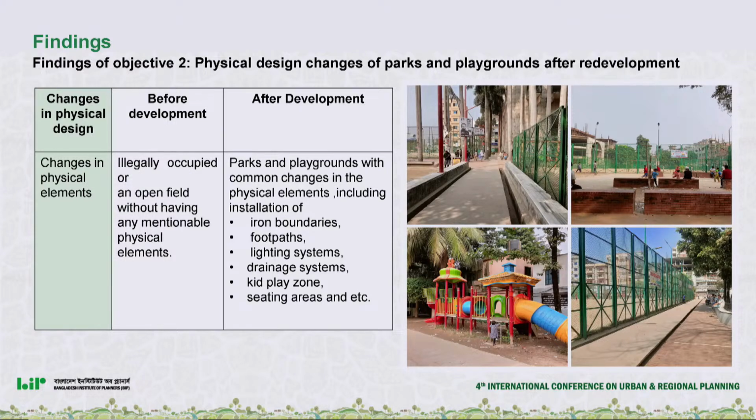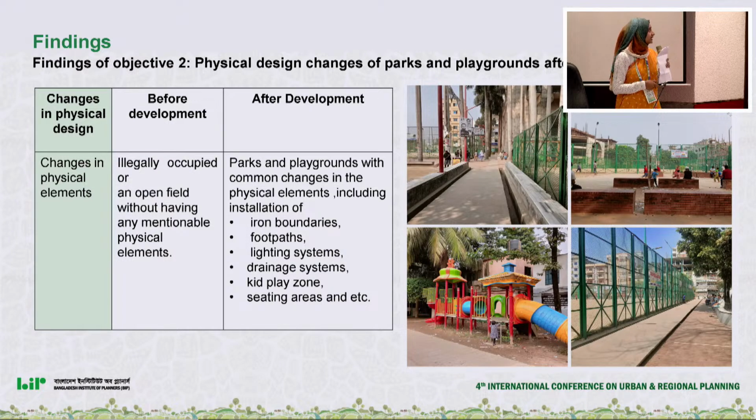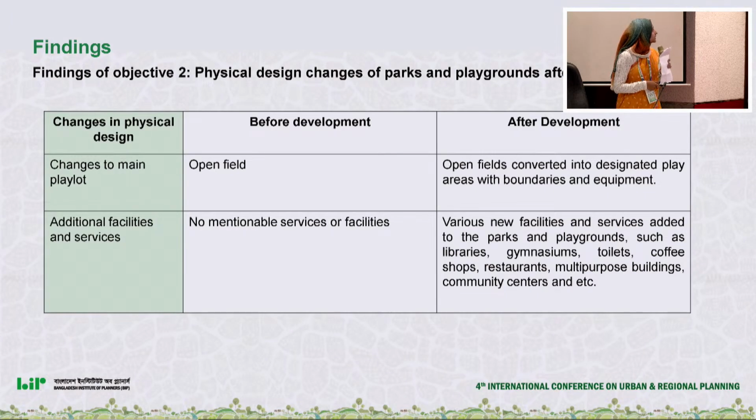And after development, there are several elements that are added to parks and playgrounds, which are iron boundaries, footpaths, lighting system, drainage system, kid play zone, seating areas, etc. Here are some visual representations of these elements. For objective 2, changes to main play lot.